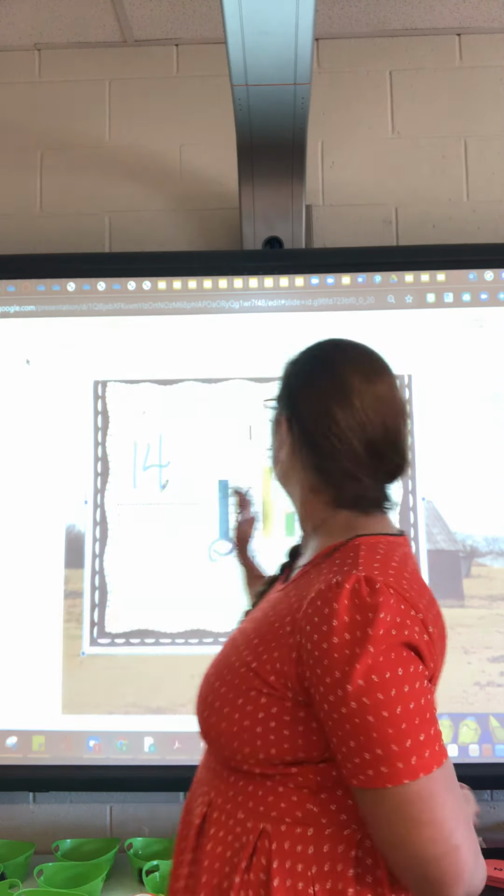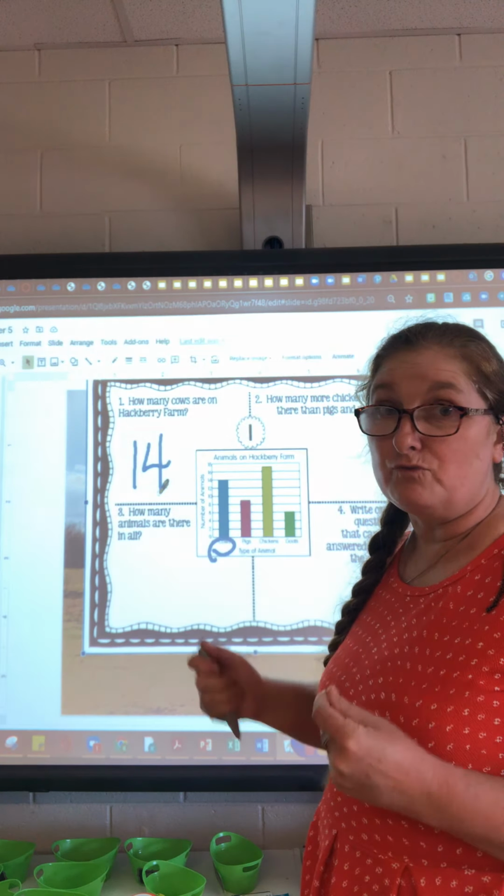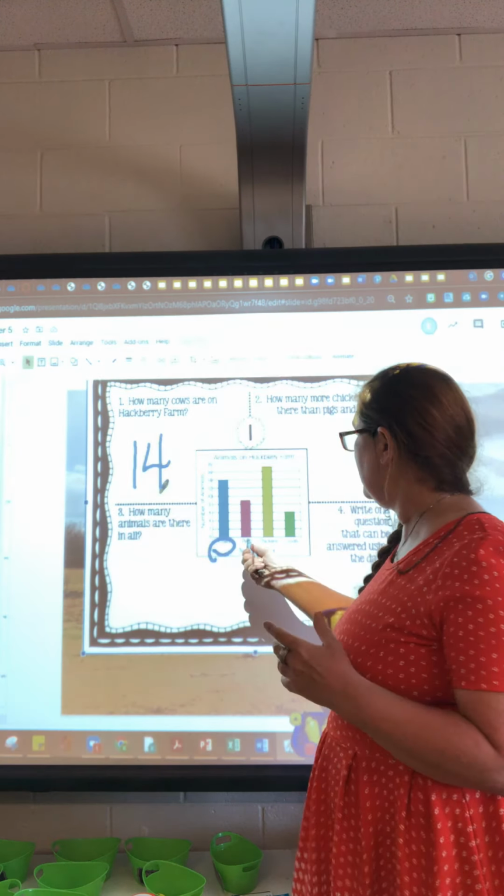Okay, the next one, how many more chickens are there than pigs and goats? Okay, so first thing I need to know is how many pigs and goats there are. When I see the word "and" using math, I know I'm going to add. I'm combining those 2 groups and comparing it to the chickens. So now I not only have to read it, but I have to do something with it. So pigs, I have somewhere in between 8 and 10. The only number that is between 8 and 10 is 9.